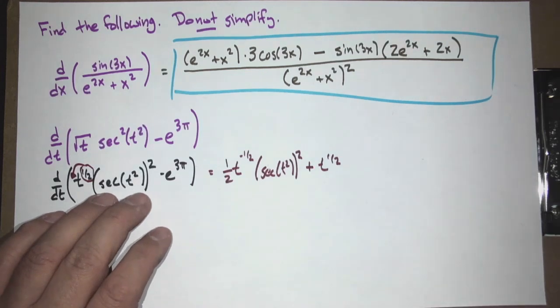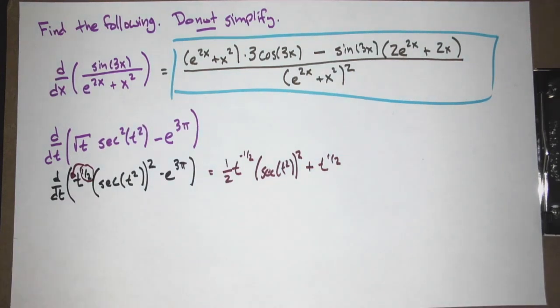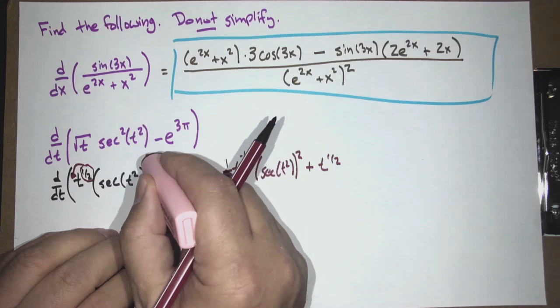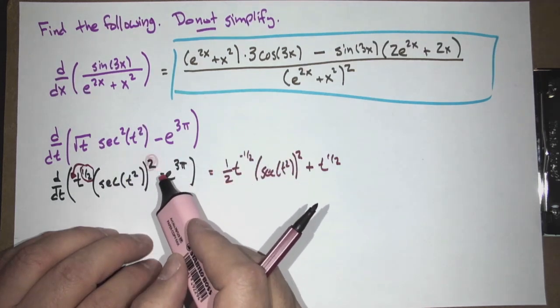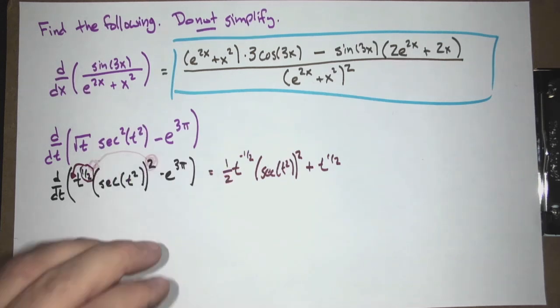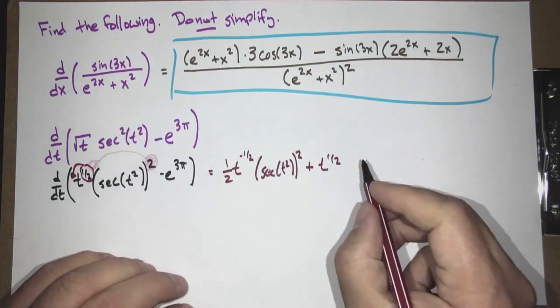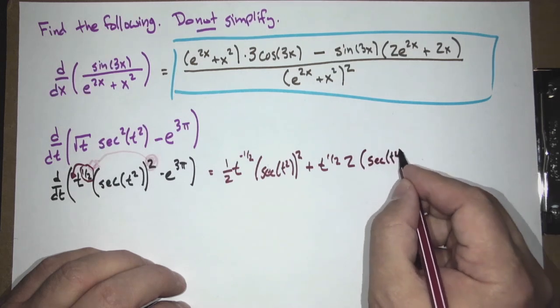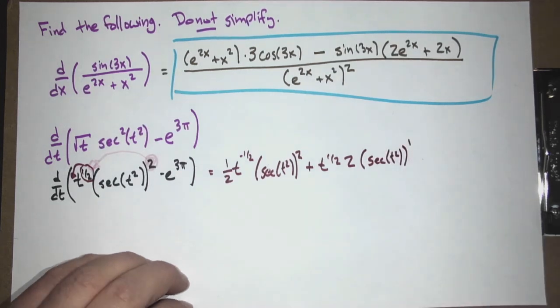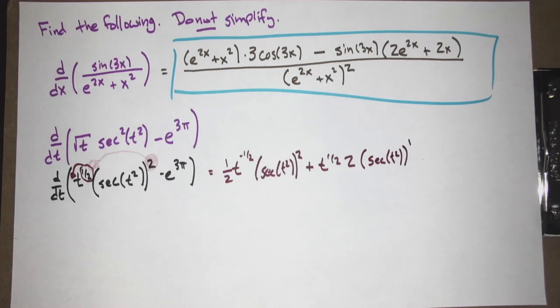Now let's start working our way through these layers. First layer, what happens? The outermost layer is the square function. So what happens? The 2 comes down. So we have 2, then secant t squared to the 1. That's my f prime of g of x. Yeah? 2, function on the inside stays the same, and then the exponent goes down by 1.